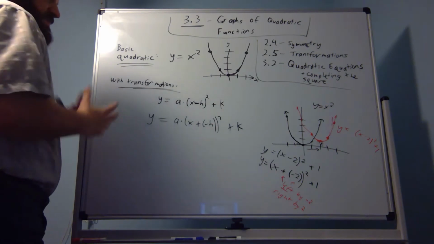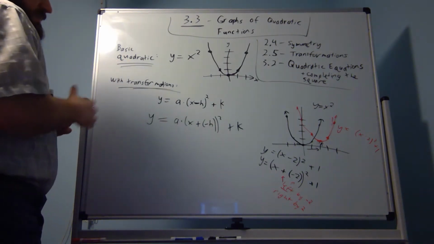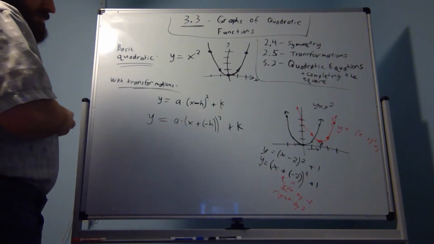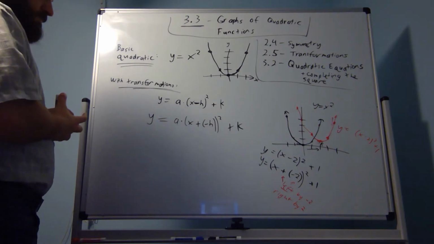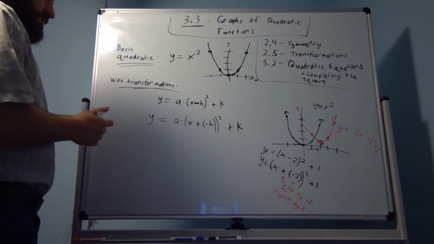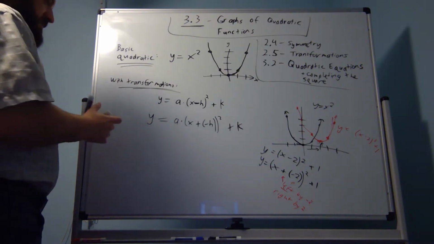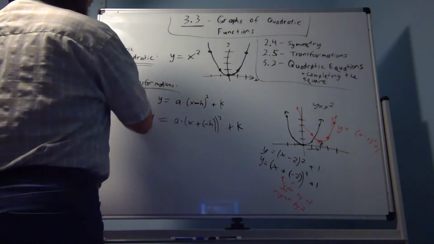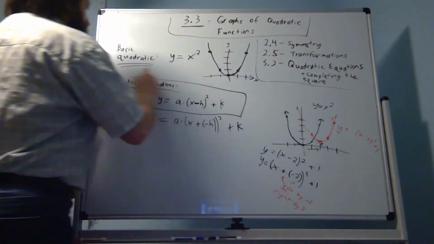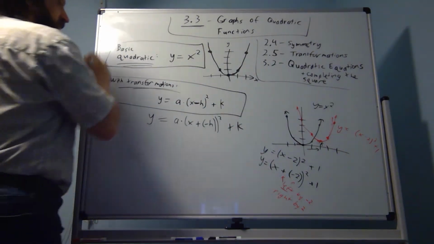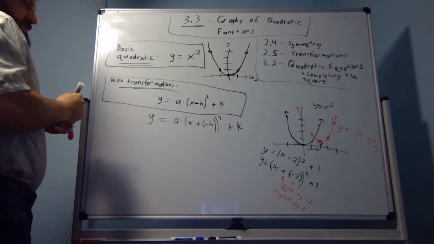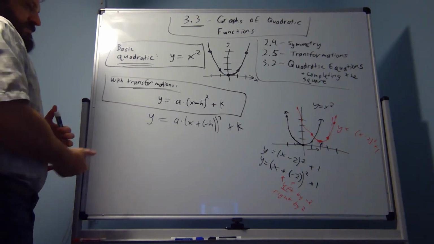So y is (x minus 2) squared plus 1. Looks like that. And so this kind of looks like that.